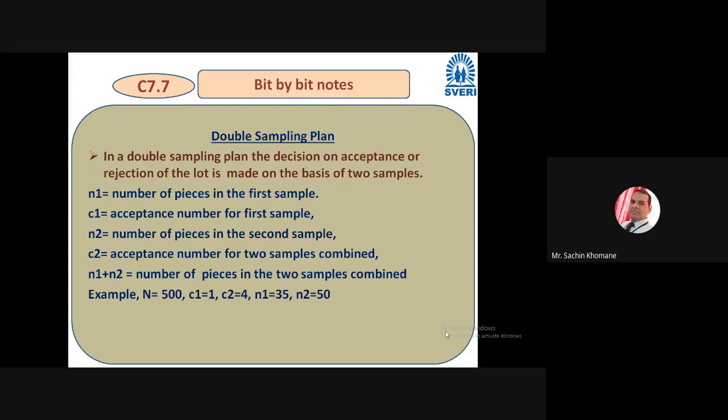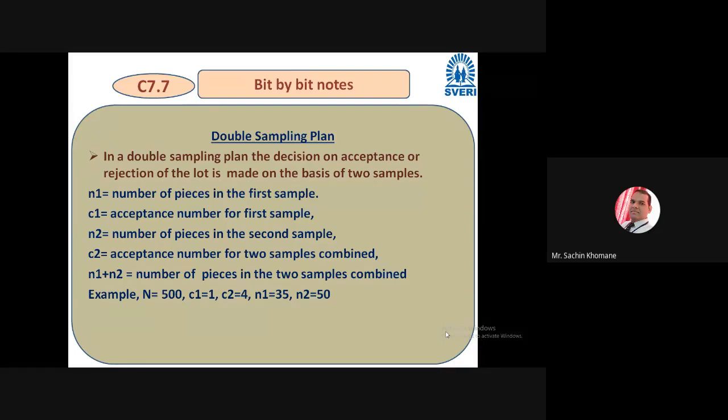So what is the N1? Number of pieces in a first sample. N1 you have to draw from whatever lot you received. Let it be 500 components. Let us understand, the example I have mentioned here.